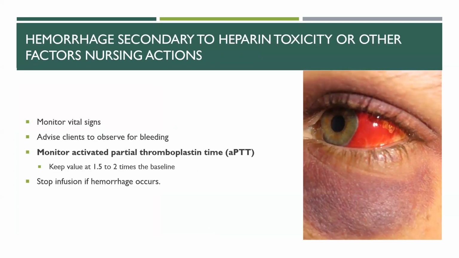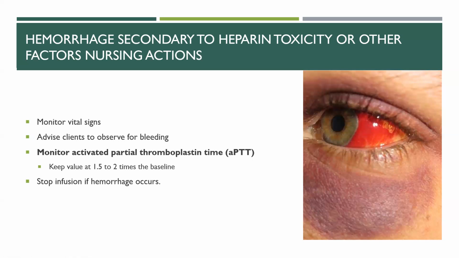So the other one that we talked about for complications is hemorrhage secondary to heparin toxicity. For this, our nursing actions would be to monitor our vital signs, advise clients to observe for bleeding, monitor your activated partial thromboplastin time, and stop infusion if hemorrhage occurs. So you really do want to assess your patients. Like on here, I've got this woman who's got a big old bruise, and you can tell her blood vessels in her eyes have ruptured. And you want to make sure that you're watching them.